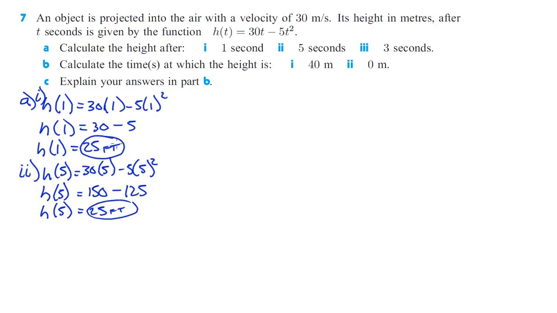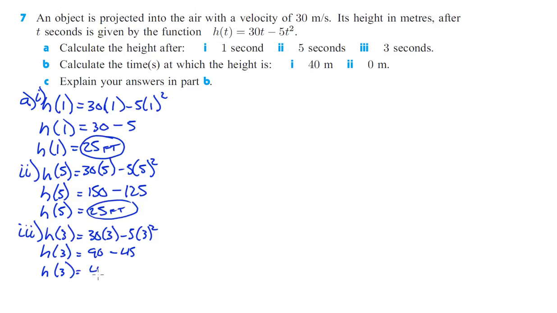Okay, so let's figure out what happens at 3 seconds. The height at 3 seconds is going to be 30 times 3 minus 5 times 3 squared. So at 3 seconds, 30 times 3 is 90, minus 3 squared is 9, 9 times 5 is 45. So the height at 3 seconds is 45 feet.